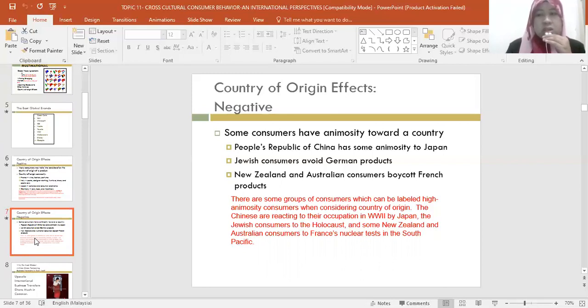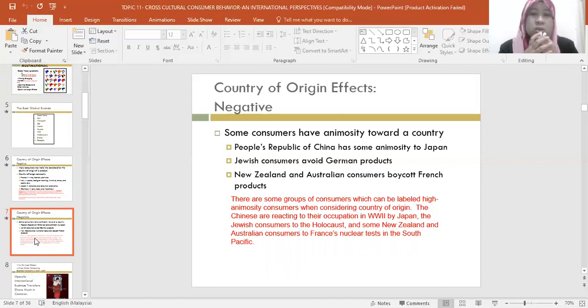So this is regarding World War 2 years ago. That's why the animosity remains. Previously, the history really gave a big impact regarding trade relations and so forth.